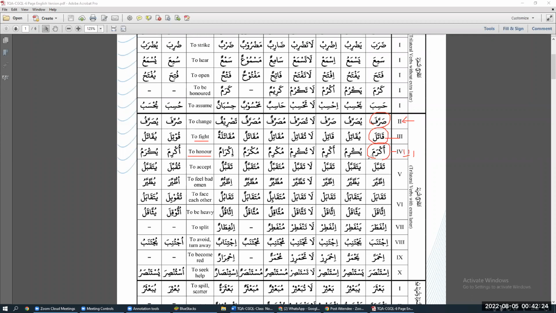Similarly, come to the next one. Taqabbala. Taqabbala means to accept. Can we make 14? Taqabbala, taqabbalu, taqabbalat, taqabbalata, taqabbalna, taqabbalta, taqabbaltuma, taqabbaltum, taqabbalti. You can make it. What about this one? For that matter, anything you can make. Tayyara, ittayyara, ittayyaru.